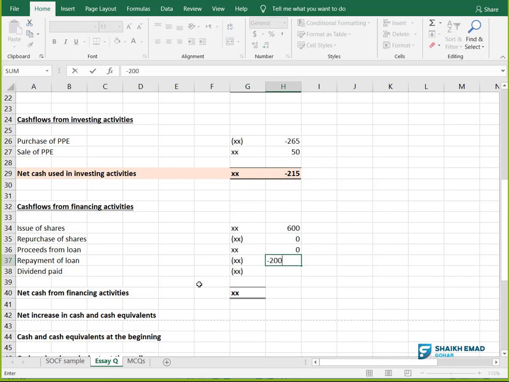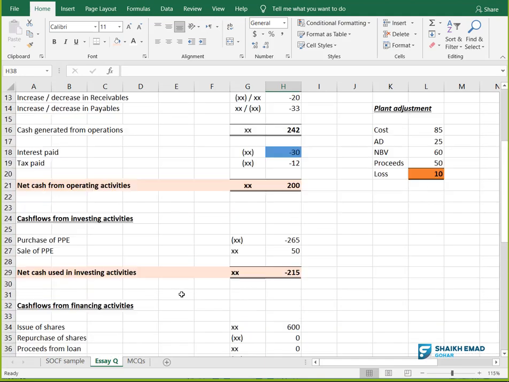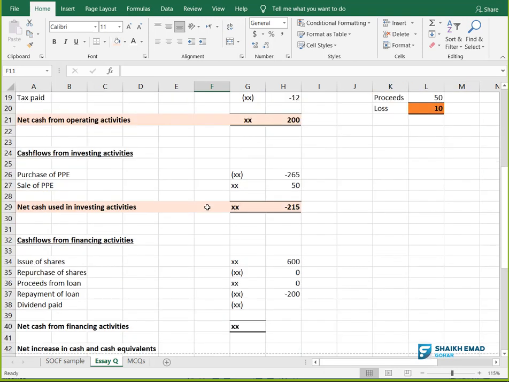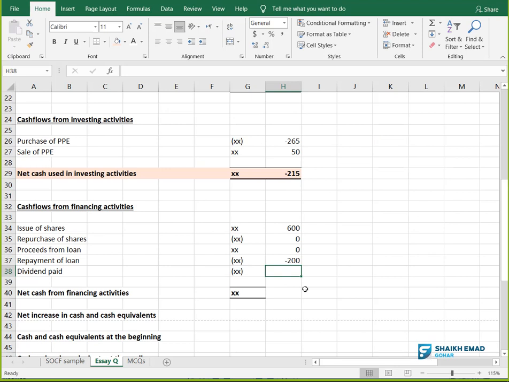Repaid loan. Okay, minus 200. Remember, in the start they told you there is some dividend paid. This one is 45. So this 45 I can write here. There is a dividend paid of 45. And that's it. How much? 355 is coming, plus. Plus means net cash from financing activities.